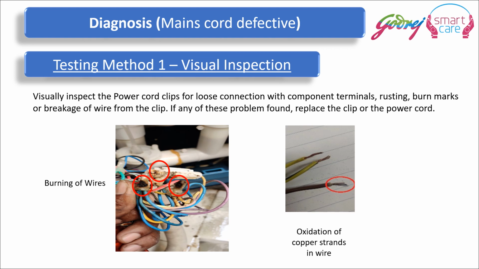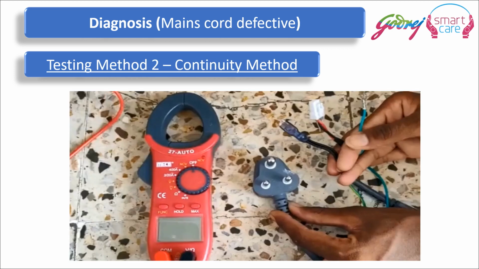We have to visually inspect the power cord clips for loose connections with the component terminals, rusting, burn marks, or breakage of the wires from the clips. If any of these problems are found, replace the clip or the power cord. We have to check the power cord by the continuity method. There is a small video for it.